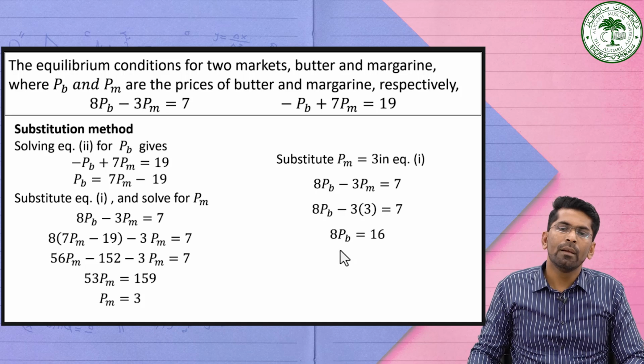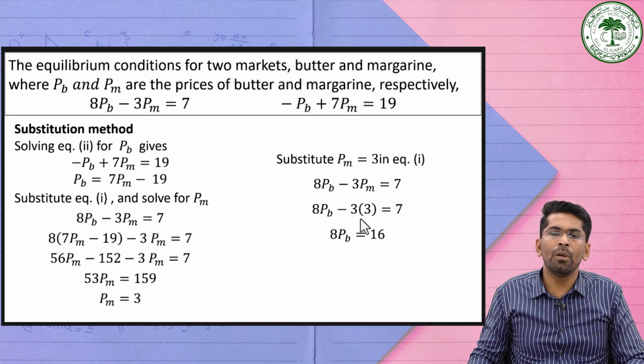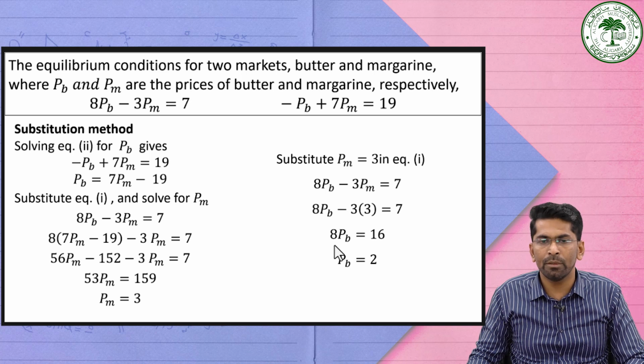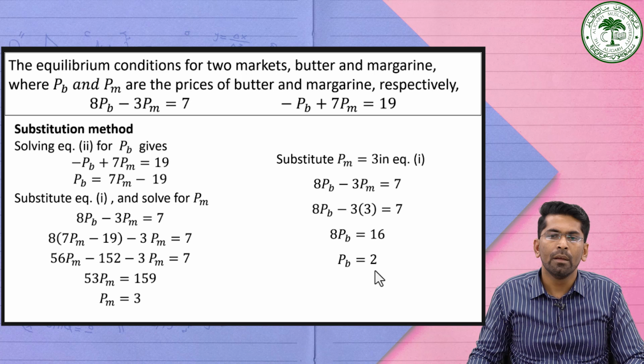So here we can solve it. 8 PB is equal to 9 plus 7, which is equal to 16. Dividing both sides of the equation by 8, 16 divided by 8 is equal to 2. So the price of butter, PB, is equal to 2.